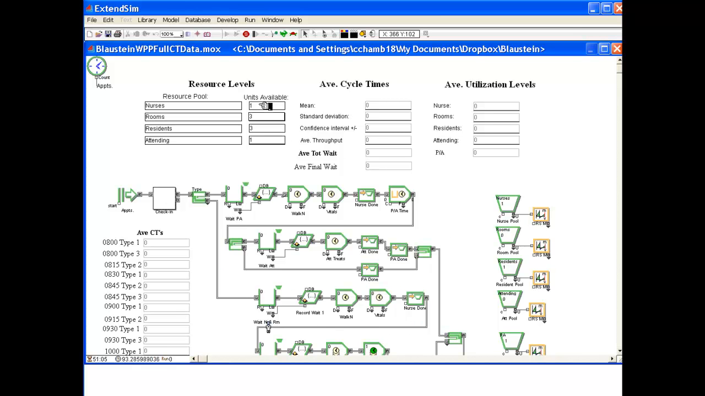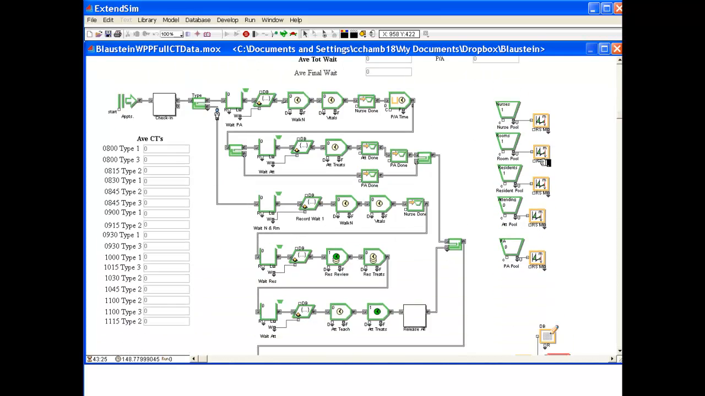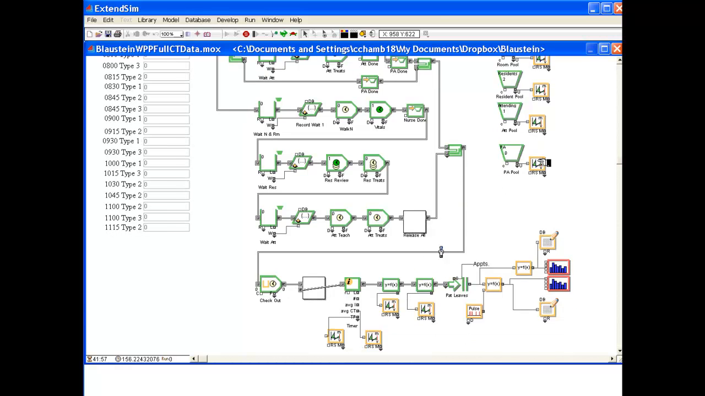For example, we can play around with the resource levels within the clinic, the number of rooms, the number of residents, number of attending physicians, and so on. We can also gather a wide variety of process metrics, cycle times, waiting times, utilization levels of the resources involved, and so on. Now, this approach where you look at a single four-hour clinic session will give you some idea of what's going on within the clinic.